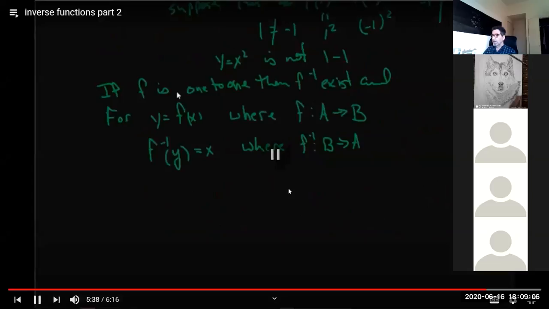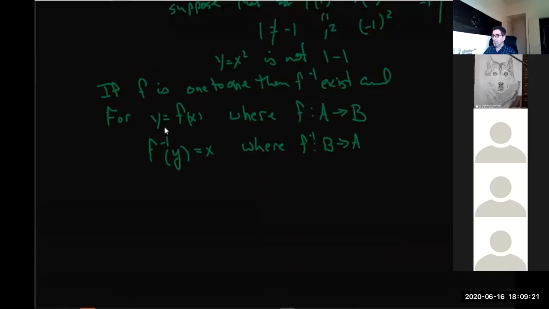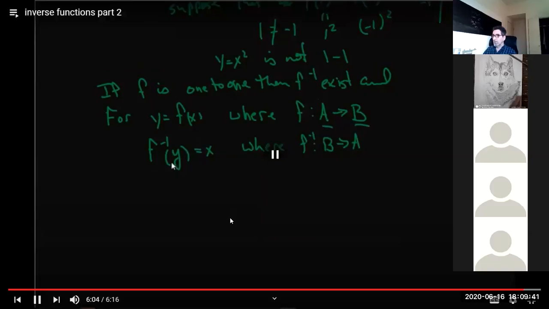Okay, so let's write down what we've said. So it's not 1 to 1, therefore what? It doesn't have an inverse. So x squared will not have an inverse. We said, if f is 1 to 1, then f inverse exists, and if y equals f of x, where f goes from A to B, so A is the domain and B is the range for f, then f inverse of y equals x, where f inverse goes from B to A. So this is what we mean by the inverse.